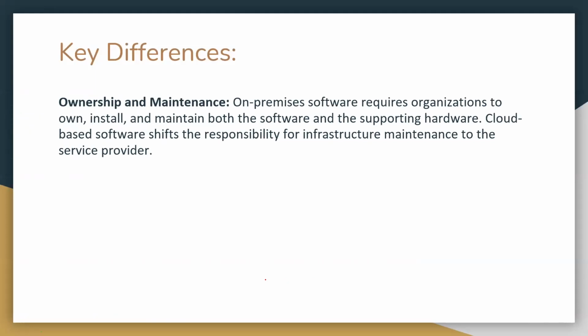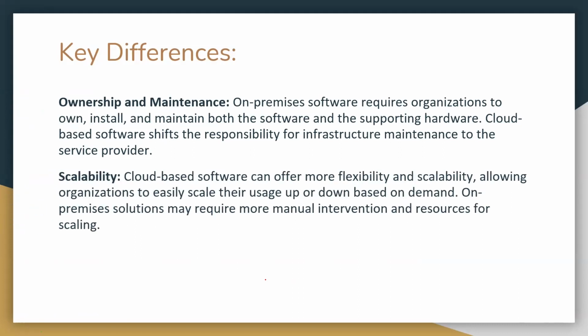Key differences. I'm not going to go through just these definitions. You can read them afterwards. Ownership and maintenance is one of the key differences between on-premises and cloud software. Scalability. This topic, I think I have missed. If you see the scalability, now you have 50 employees. Let us take the first example of multimedia software. You have 50 users, 50 employees in your company. If someone comes into your company, a new employee comes into your company, what do you have to do?